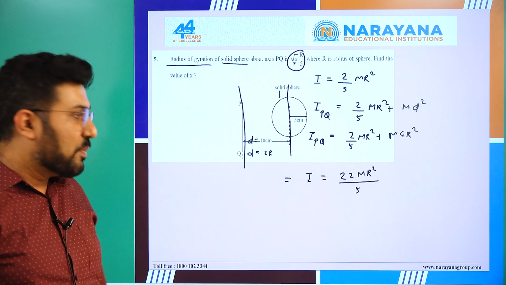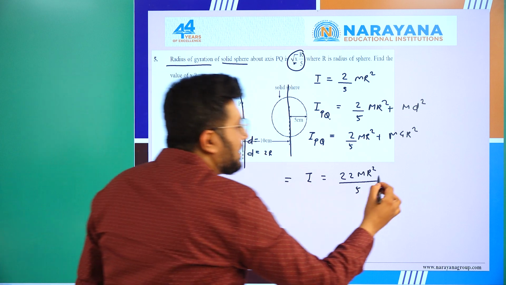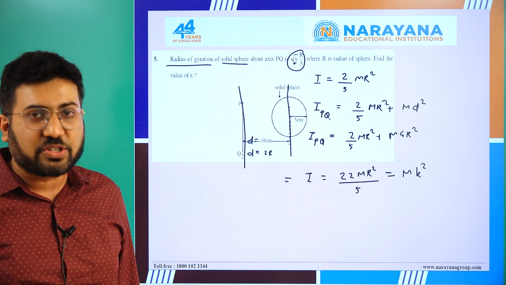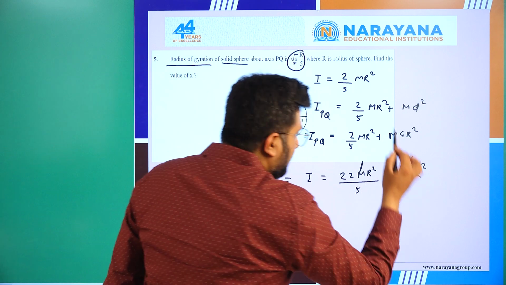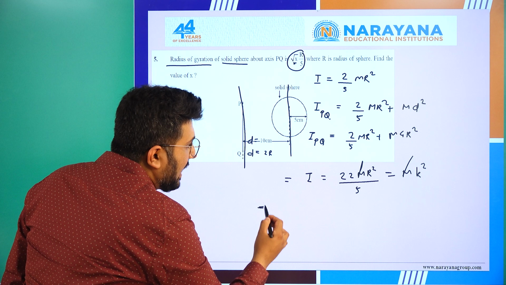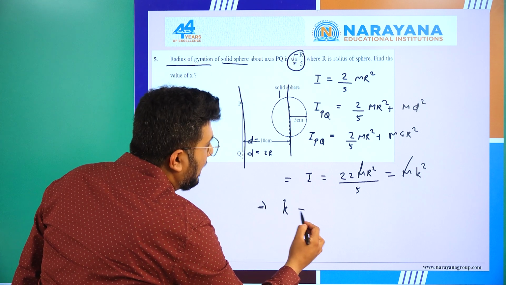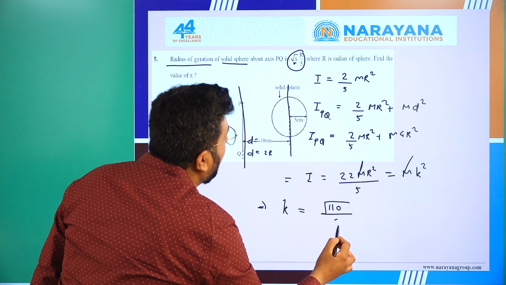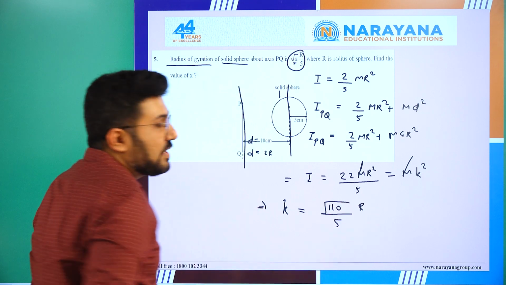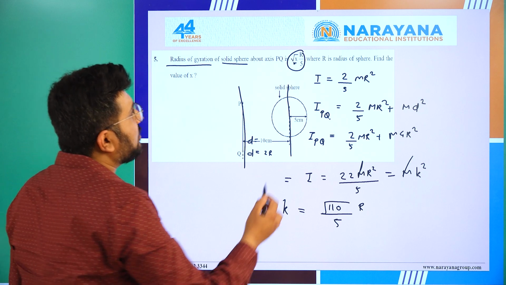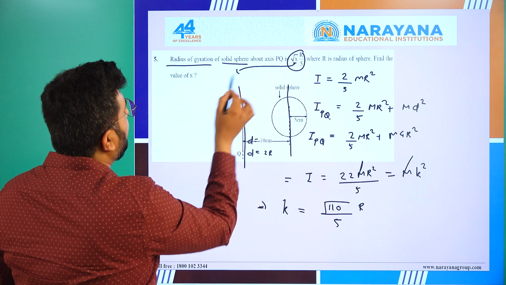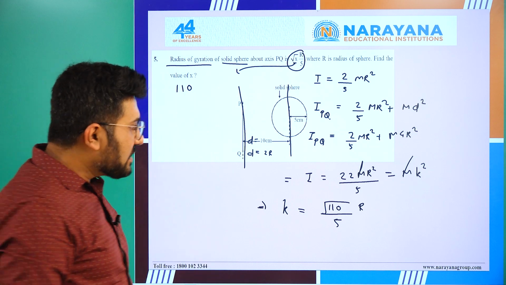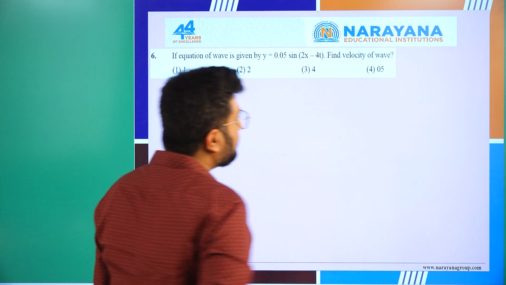So once I get the moment of inertia about PQ, I can just equate it with mk square, where k is the radius of gyration. So once I solve this, I will get k equals root over 110 by 5 into r. So basically our answer x here will be 110. Okay, let's go to the next question.